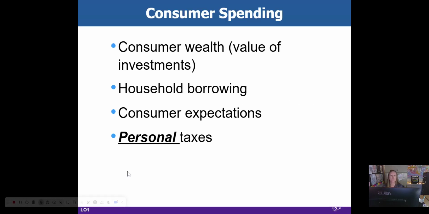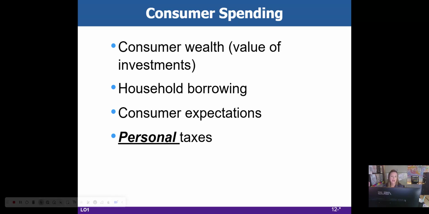So the first one is consumer spending. Consumer spending, obviously, if it increases, GDP is going to increase. If it decreases, GDP is going to decrease. But the question is why? Why would consumer spending increase or decrease? And that's what the items on the screen refer to.